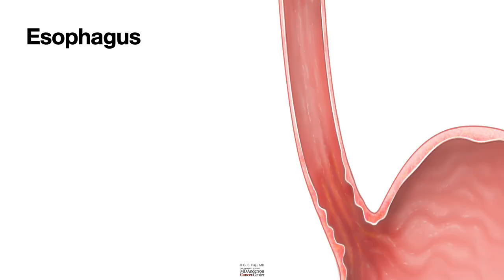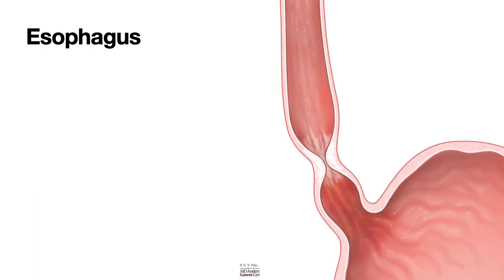So here is an esophagus. As you can see, there is some inflammation at the lower end of the esophagus, and that is otherwise known as esophagitis. And if the esophagitis is severe, it can go into the wall of the esophagus and cause scarring and narrowing of the esophagus. That is known as a stricture.